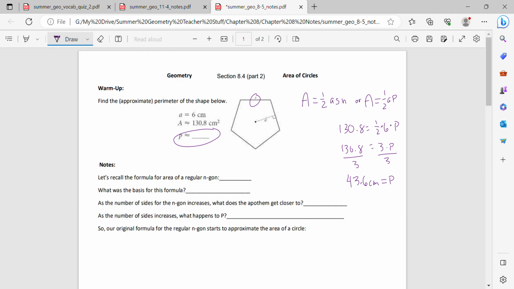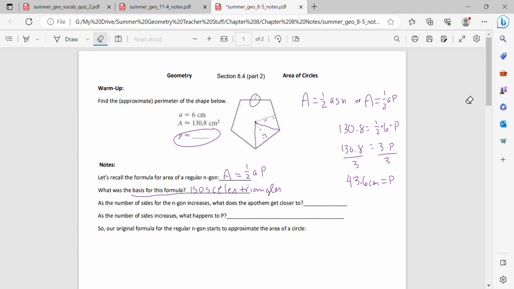So again, what is the formula for the area of a regular n-gon? Well, we already talked about this, and we're going to call it 1/2 AP. And the basis for this formula, remember, was isosceles triangles. Remember how we created these isosceles triangles where the apothem was the height, and then we multiplied by the number of triangles we had. And so let's think about this.